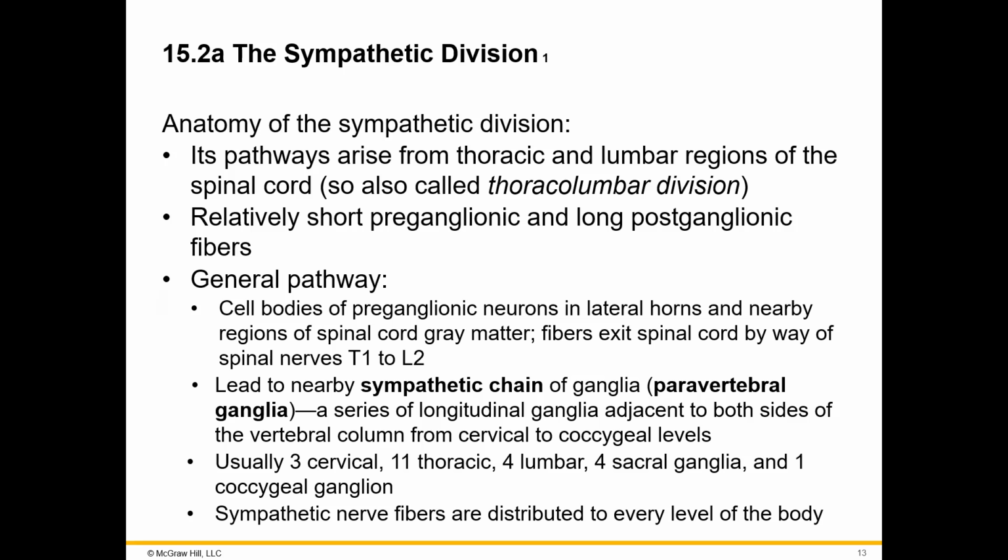So they say the thoracolumbar, if you look here, its pathways arise from thoracic and lumbar regions of the spinal cord, so also called thoracolumbar division. Okay? Fat Joe, the Bronx. Yeah. So this one, the sympathetic, is the thoracolumbar. It comes from there. It's not found anywhere else. It is found all over the body, but originates from there. That's the headquarters. It disperses.